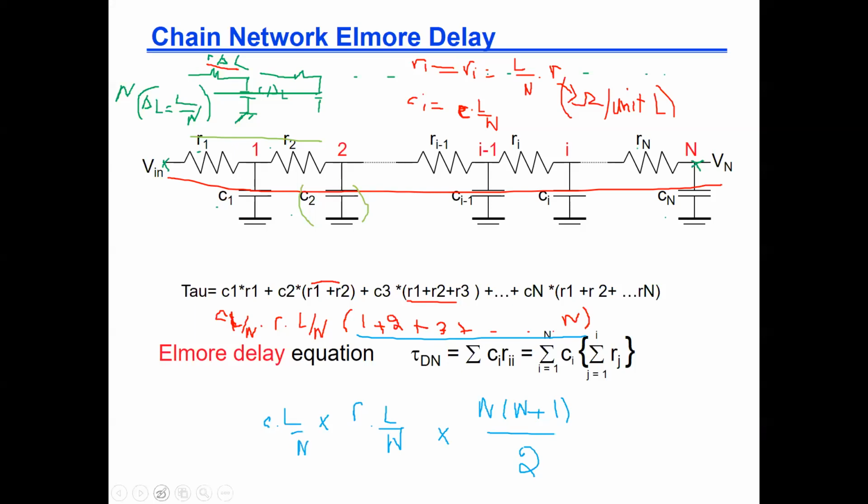Now if I want to simplify, this is the time constant for the wire which is divided into n divisions. If I look at these expressions, c times L is the big C of the wire because it is the capacitance per unit length times the full length of the wire. r times L is the big R of the wire because it is resistance per unit length times the length of the wire. And n in the denominator is n squared.